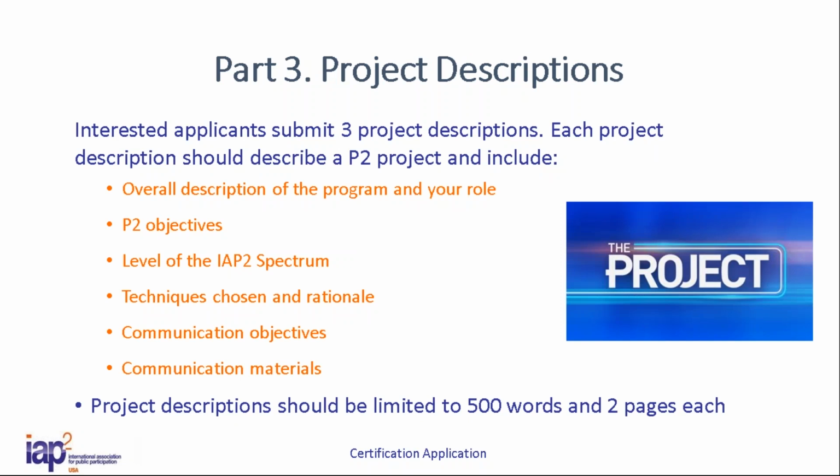The next part of the application is we ask for 3 project descriptions. For these project descriptions, we're looking for a description of the project and your role in it, a listing of the P2 objectives that program had and the level of the IAP2 spectrum, a listing of the techniques that you chose to use and the rationale for their selection, a statement of the communication objectives that you had to support your success in accomplishing your P2 objectives, and then a list of the communication materials that were used for that project.